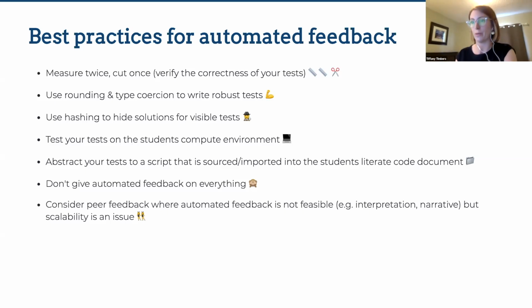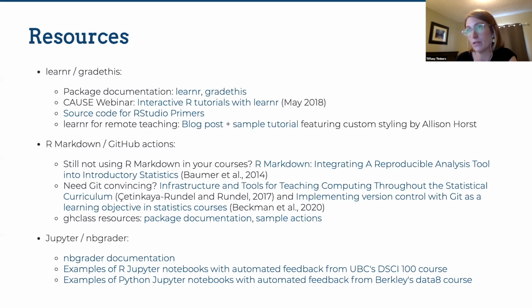I think this is one from Mine that she has added here. She also says, consider peer feedback when automated feedback is not feasible. We've talked a lot about feedback from a coding perspective, but for interpretation and narrative beyond multiple choice and true and false, if you want to scale that, and TAs can't, we can't scale our humans with the class enrollment sizes, then using peer grading can be an effective resource.